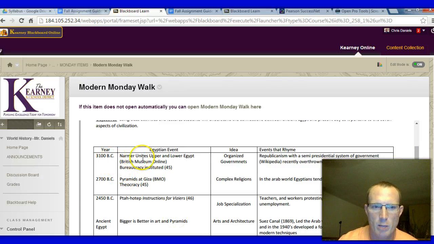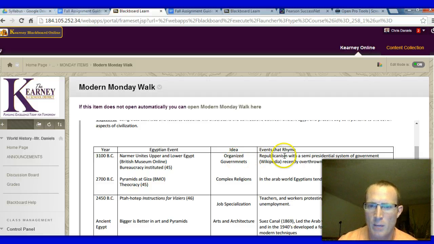3100 BC, Narmer unites Upper and Lower Egypt. This comes from the British Museum online, and what they institute is a bureaucracy. So we're going to see those governors that are being put into place here, and we'll talk more about the social structure on Wednesday. But the idea is organized governments. When we create civilizations, we're going to get organized governments as one of the things that we have.